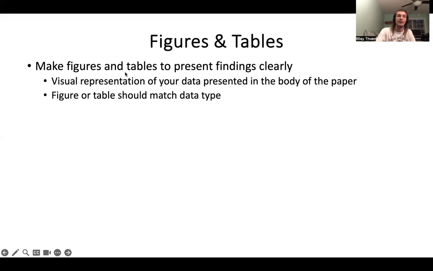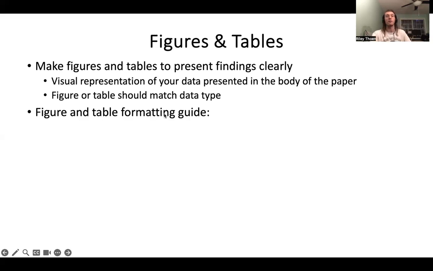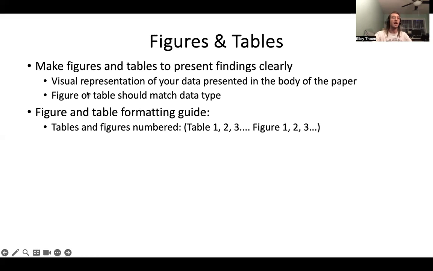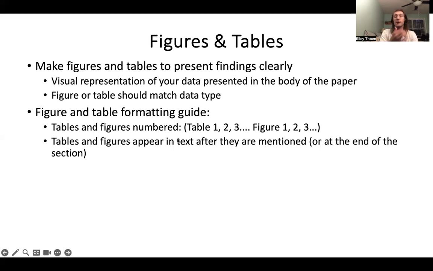So there are some specific formatting guides for figures and tables, and I'm going to go over them here. All figures and tables should have a name, whether they're a figure or a table, and a number, and the number will correspond to when they're mentioned in the text and show up in the paper. When you mention a figure or table for the first time, it's usually best to put it in the text close to where you mentioned it, or you can put it at the end of the section you mentioned it in. You mention your figures all the time in the results section, so I'll often just put all my figures at the end of the results section when I'm writing a paper.